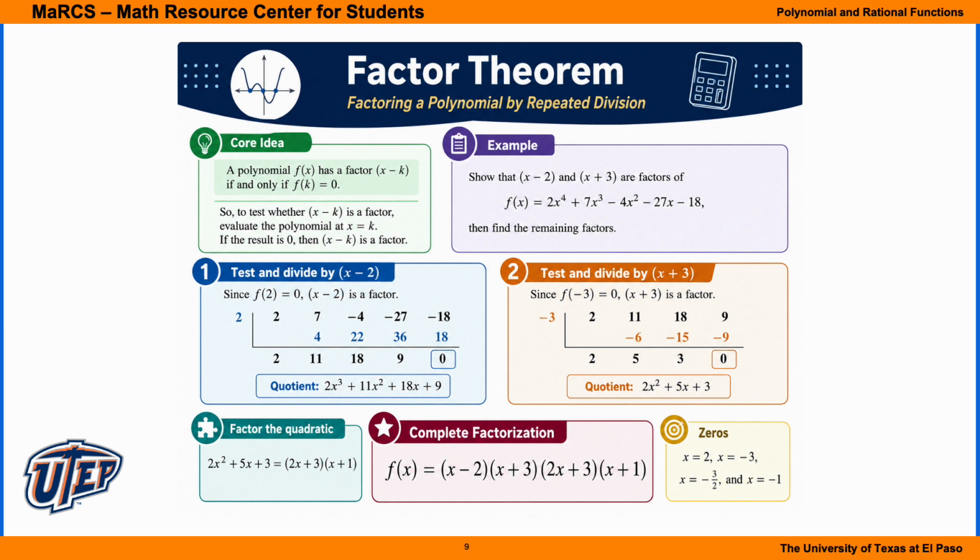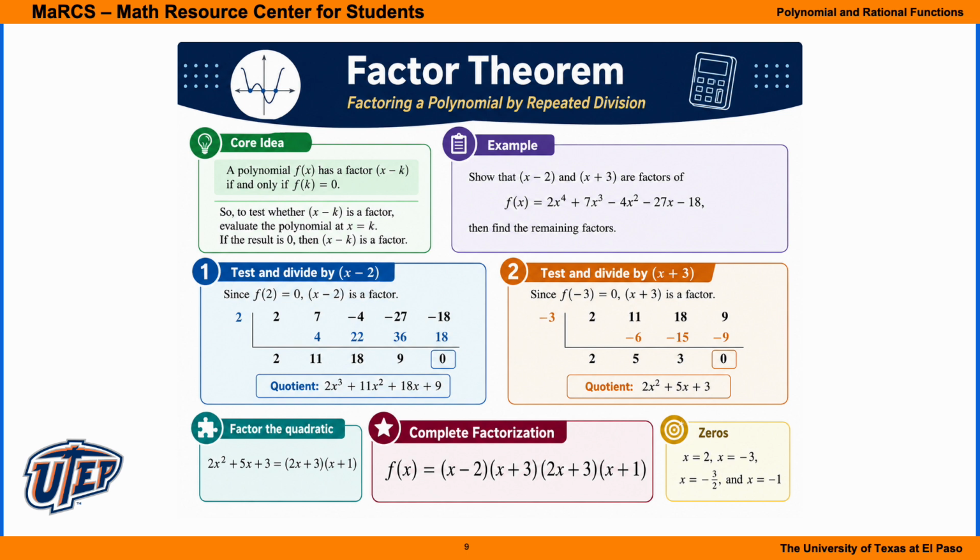And negative 27 plus 36 will give us 9. Now 9 times 2 will give us 18. And negative 18 plus 18 is equal to 0. So we have a remainder of 0. That means x minus 2 is a factor of 2x to the power of 4 plus 7x cubed minus 4x squared minus 27x minus 18.